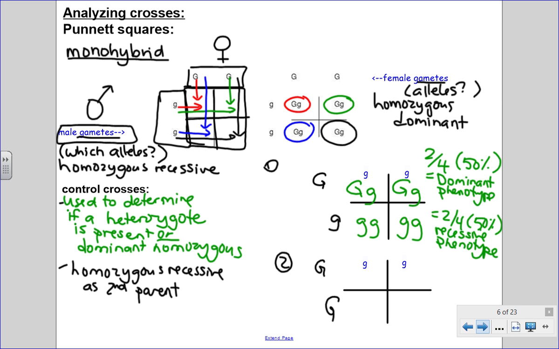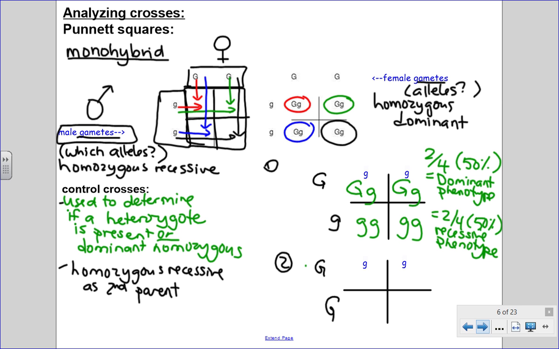So if I had an individual and I didn't know if they were homozygous or heterozygous, I crossed them with a homozygous recessive parent and some of the offspring showed the recessive phenotype, then I could be sure, yep, parent 1 actually had the recessive gene.